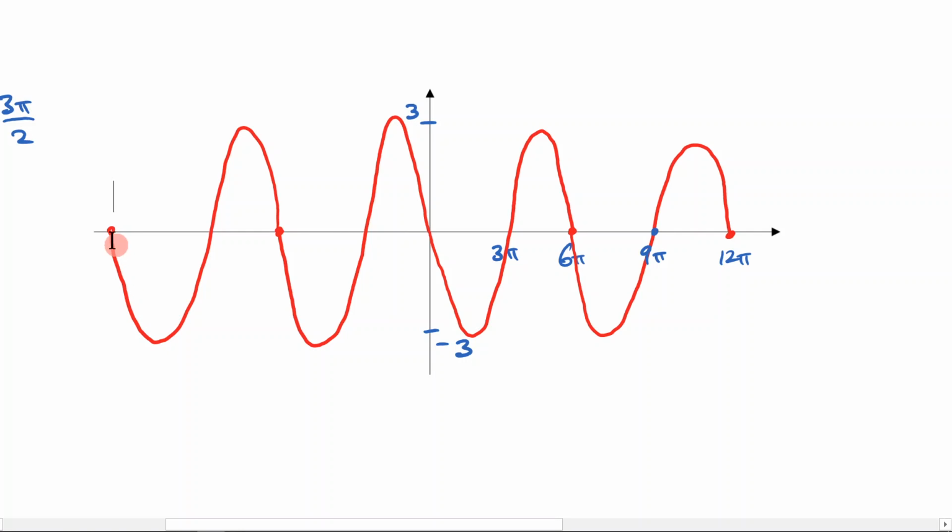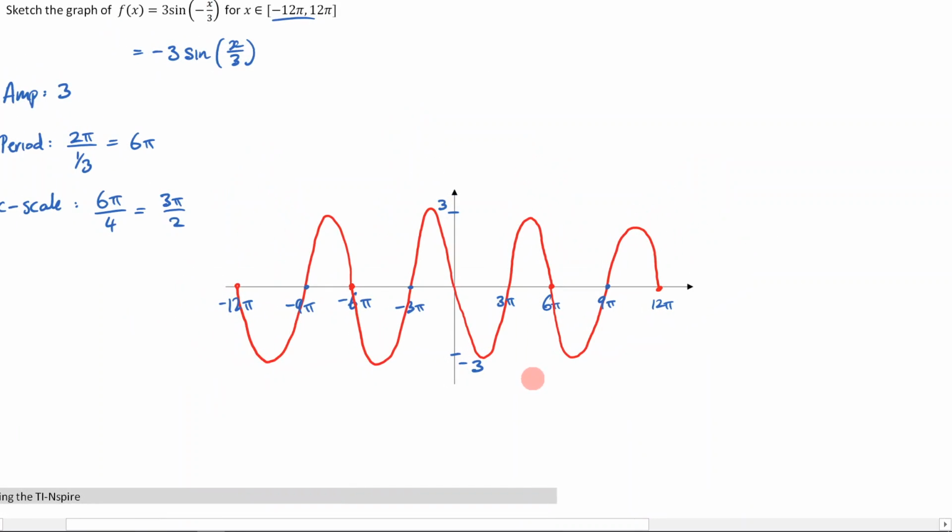There we go. All right, so that means this is going to be negative 6 pi. And then this is going to be negative 12 pi. And this is going to be negative 3 pi. And this is going to be negative 9 pi. And we're done. So as you can see there, I didn't use my x scale that much.